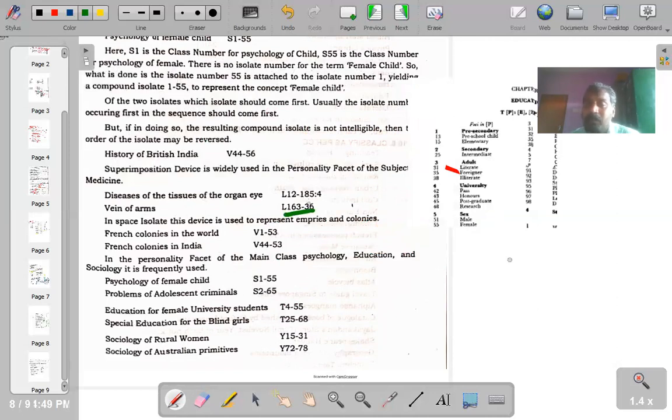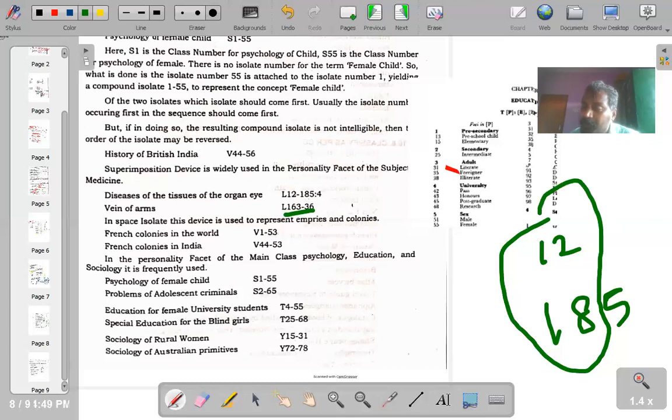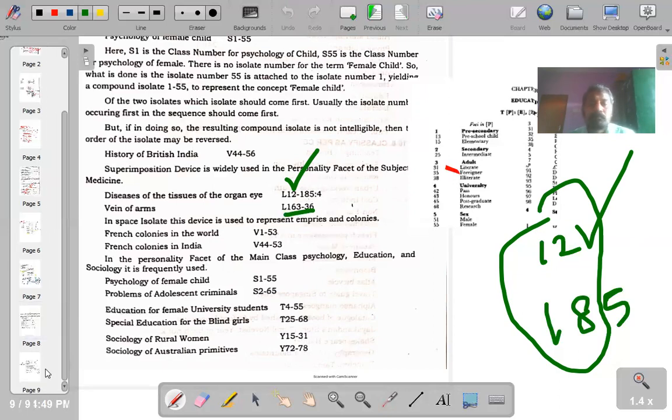If you take this number, one is 12 and another is 185. Which is smaller, which is bigger? You take the first 2 digits and compare. 12 is smaller, so 12 is written first. So you have to identify which 2 isolates you want to combine using a hyphen, and you have to find out which is the smaller number. That is to be written first, and the bigger number will follow that. Okay, fine. I think that is clear to you.